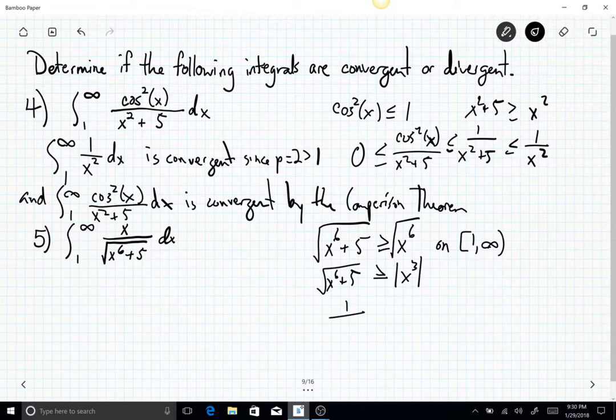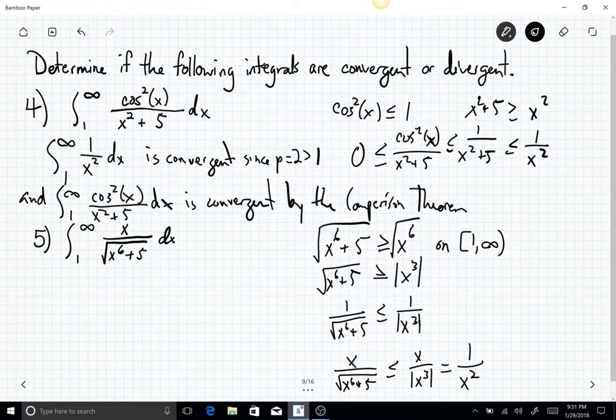But so now what happens? This is 1 over the square root of x to the 6 plus 5. That has to be less than or equal to 1 over x cubed. Technically I should have this absolute value. Now multiply both of these by x. Since we're on 1 to infinity, it's not going to change anything. We aren't multiplying by a negative, so no harm, no foul there. So this is x over the absolute value of x cubed, basically this becomes 1 over x squared. And you don't need the absolute value because every square is going to be positive, so we didn't even need to worry about that.